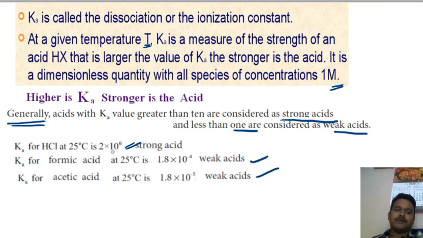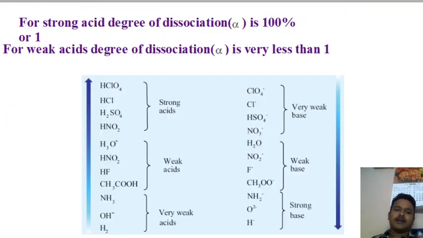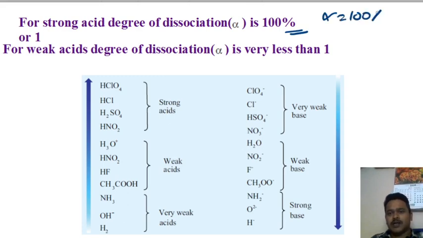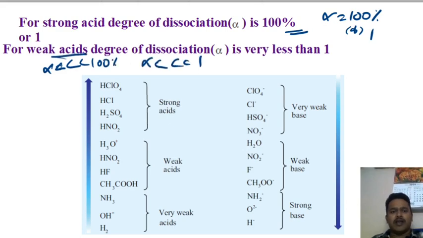This is based on observation of many acids. Next, for a strong acid the degree of dissociation is already 100%, as we explained on the first slide. Alpha value is 100%, otherwise alpha is 1 for a strong acid. What is the alpha value for a weak acid? Very much less than 100%, otherwise alpha is very much less than 1. Not only weak acid, you can also say weak electrolyte.